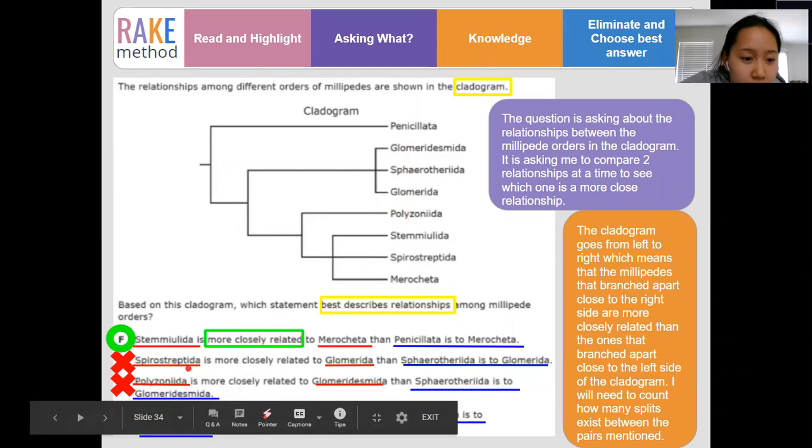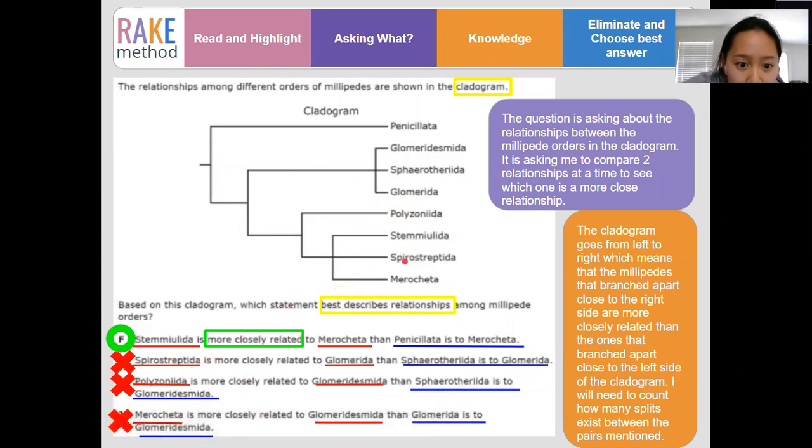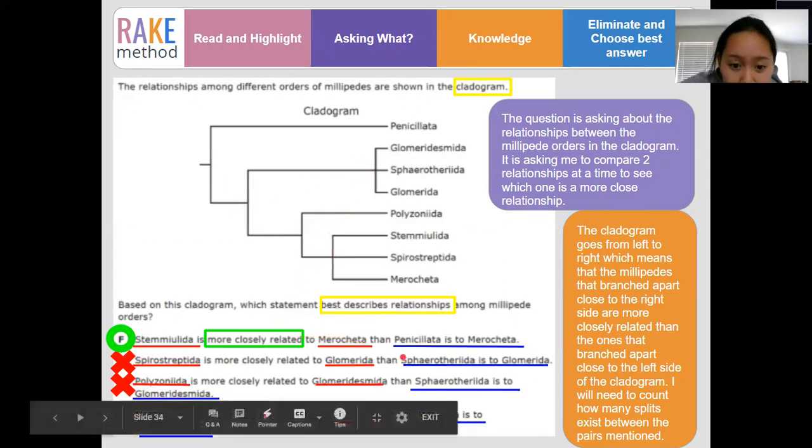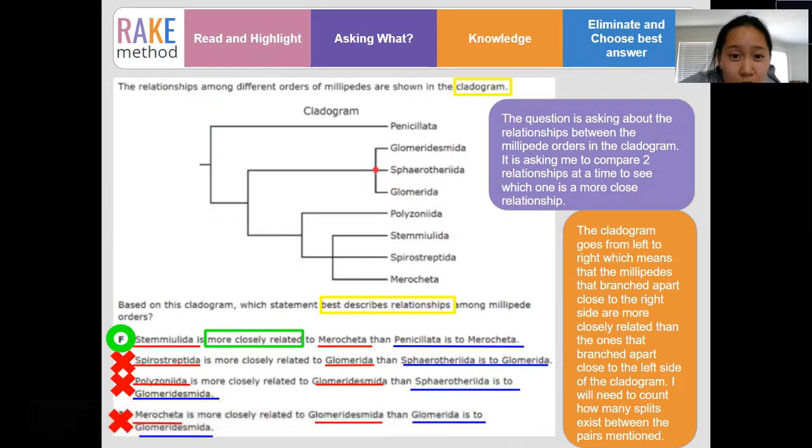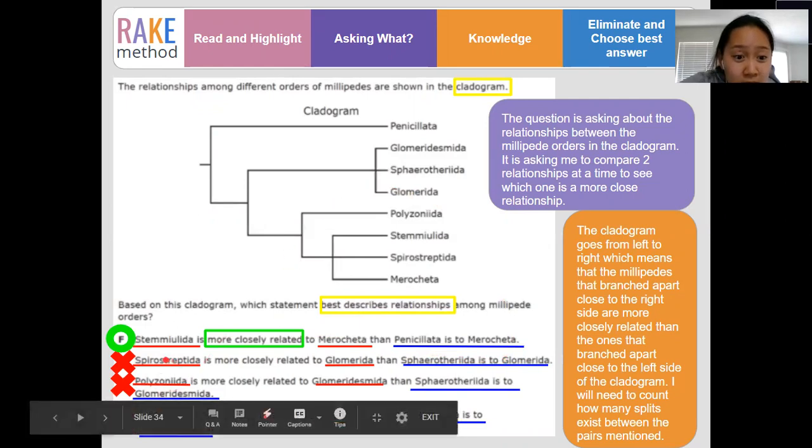The other answer choice said Spirostreptida right here is more closely related to Glomerida. Glomerida is up here. So that means the split is 1, 2, 3, and then 4. So there are 4 splits apart. That's pretty far apart. Sphaerotheriida and Glomerida is the next one we're talking about. And they're in the same little split right here. So they're only 1 apart. So this answer is incorrect because this first pair is actually less closely related than the second pair. So that would be wrong.